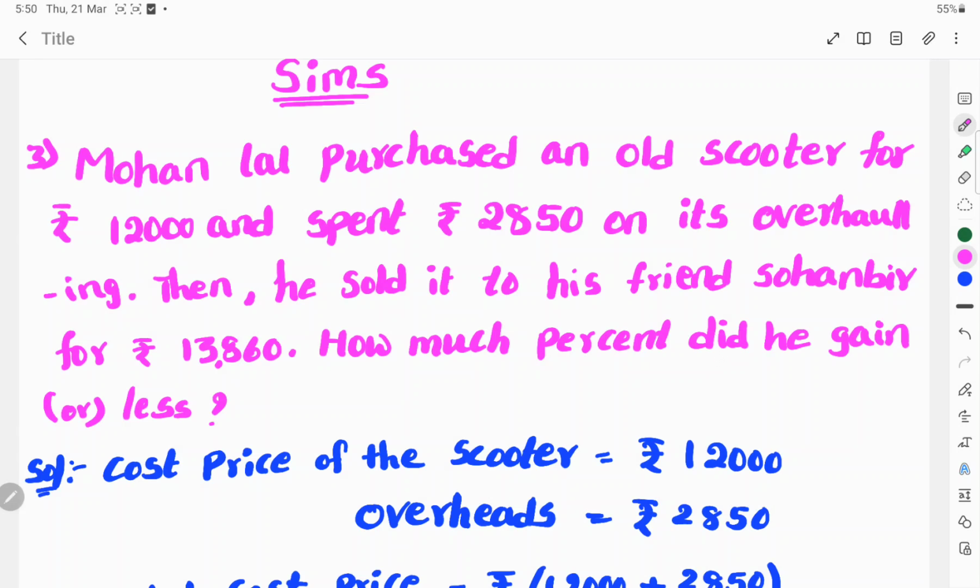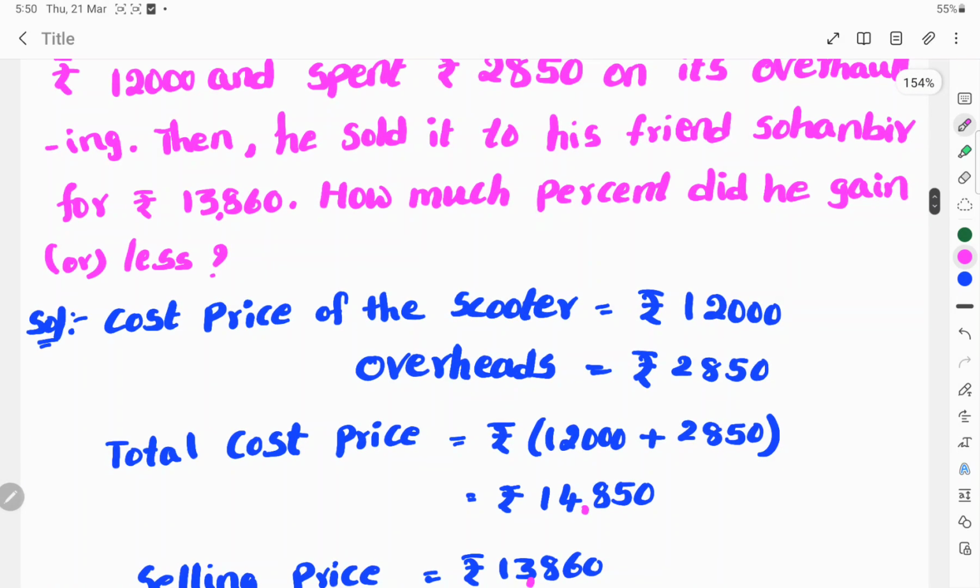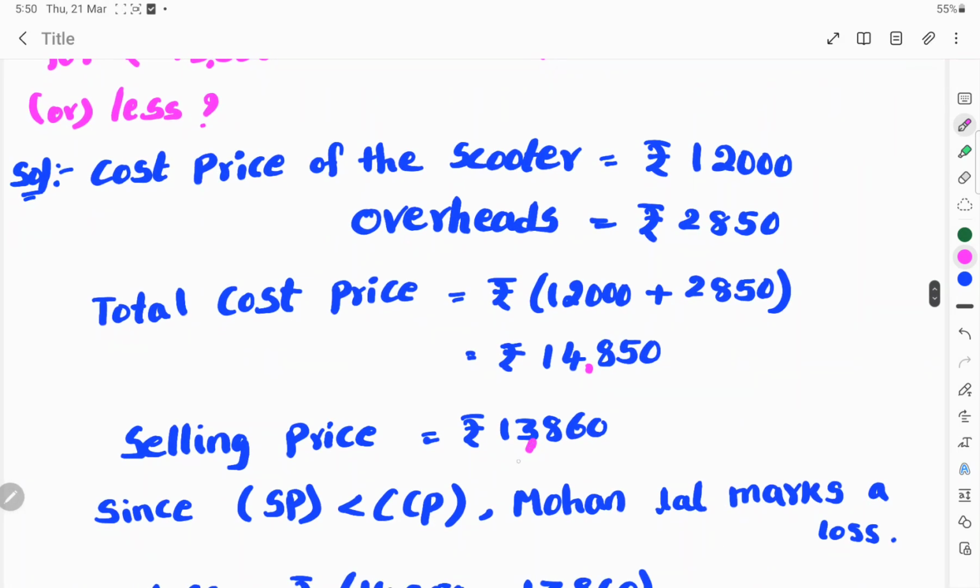Here he purchased for 12,000 and spent 2,850 on overhauling. So he sold for 13,860. Let's see the solution. Cost price of the scooter is 12,000 and overheads, that means repairs, is 2,850 rupees. So total cost price is the addition of these two, so total cost price is 14,850. Selling price is 13,860. Since selling price is less than the cost price, Mohanlal makes a loss.